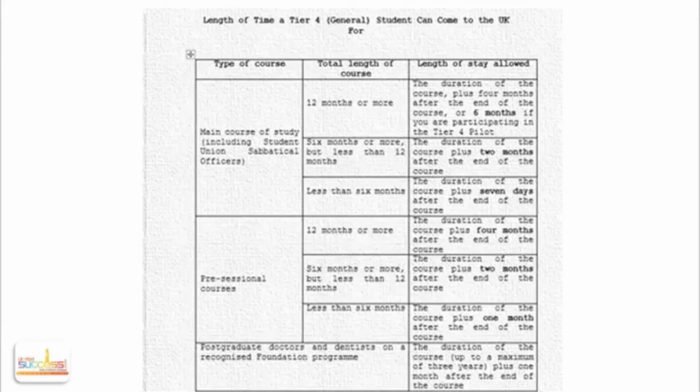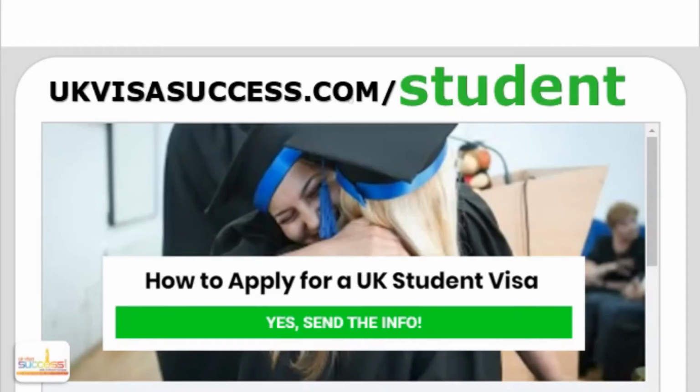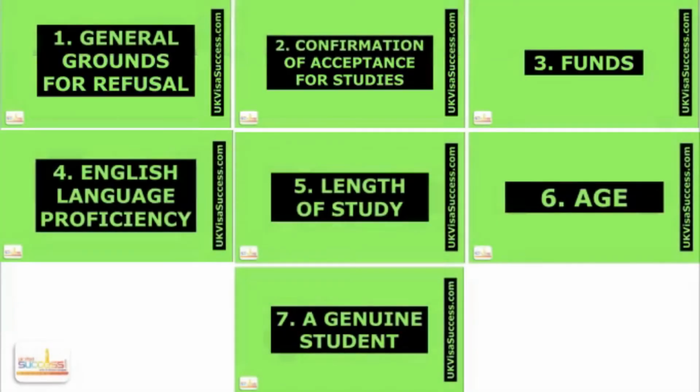And one final thing before I finish this video, guys, with regards to the length of time a tier 4 general student can come to the UK for, the rules are very different and they vary depending on the type and the length of your course. I therefore published a special table outlining these rules, which is drafted based on the immigration rules and the Home Office guidance. And once again, if you want to check them out, please feel free to request them at ukvisasuccess.com/students.